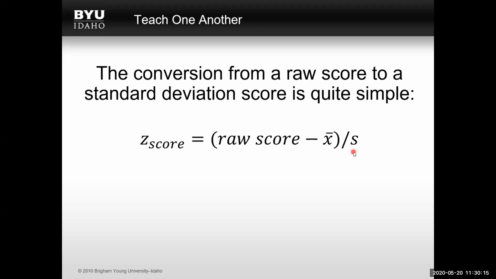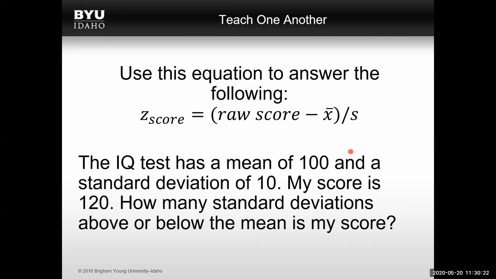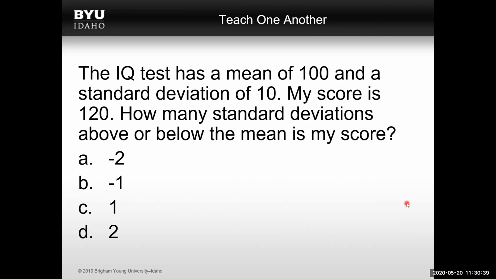Super easy. Every time you take a standardized test, this is exactly what they're doing to tell you how good you are. So we'll have some fun with this to help you make sure that you understand the concept. So the IQ test has a mean of 100 and a standard deviation of 10. And you score a 120. How many standard deviations above or below the mean is your score? These are your options.